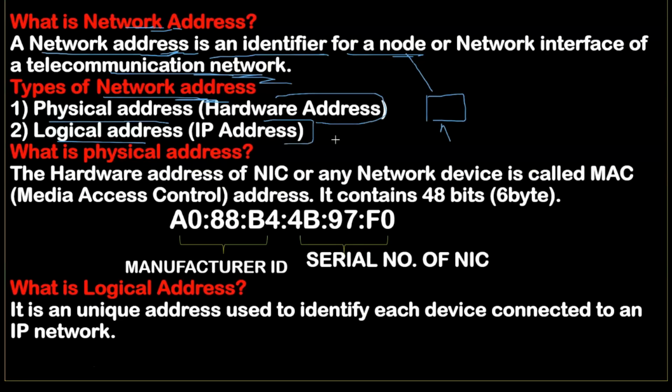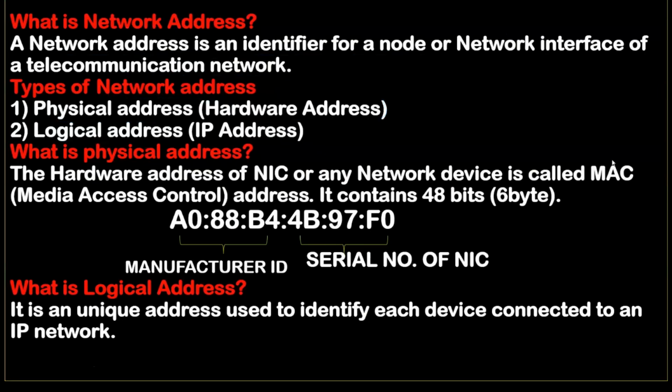Now, what is a physical address? The physical address is the hardware address of a NIC or any network device, and it is called a MAC address, media access control. The hardware address of your NIC is called the MAC address. It contains 48 bits and looks like this. And here, you can see this is in hexadecimal format.